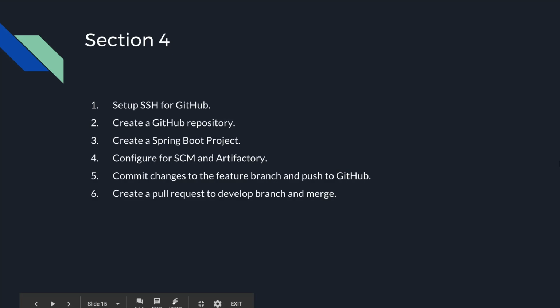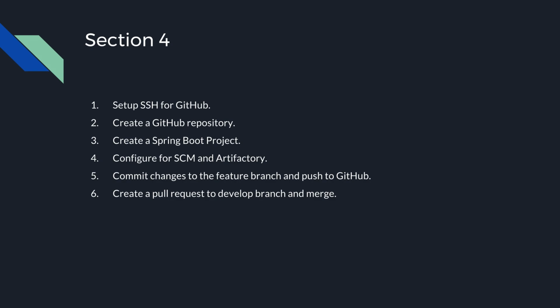Okay, so now that we have completed the installation and configuration of major tools, our next section would cover the development aspect of the DevOps model. So the first thing that we are going to do in this section is set up SSH for GitHub.